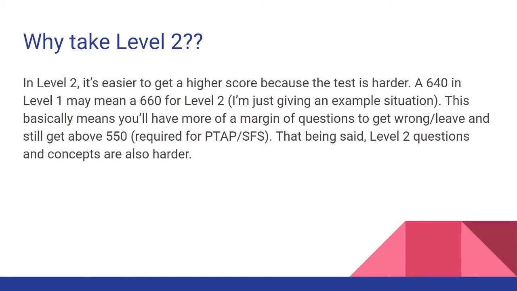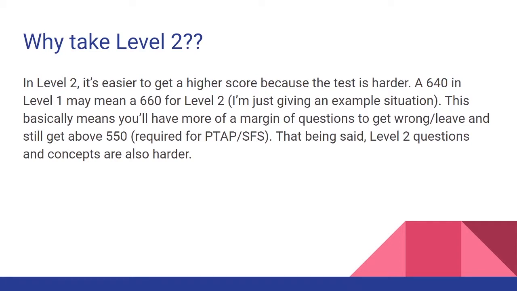And I really cover that topic in depth. But for here, it's easier to get a higher score on harder SAT subject tests, on the harder one, like Biology M. You can get a higher mark than biology E, which is easier. A 640 in level 1 may mean a 660 for level 2.